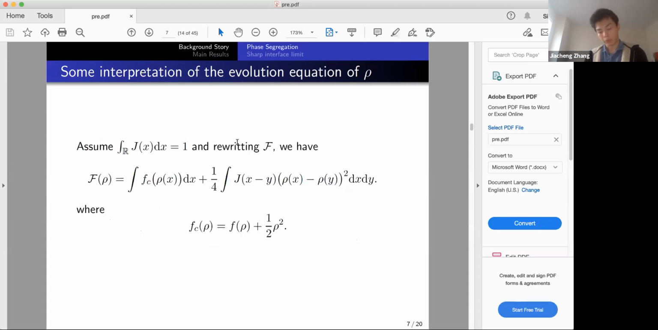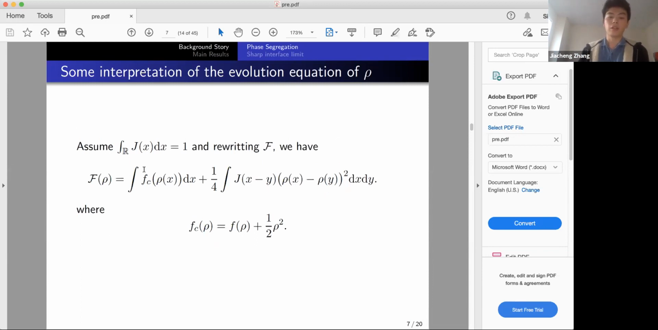If we assume, as Misha said, that the integral of J is 1, then we write this F. I think Misha did this before. Basically, it can be written as some function fc of rho, plus J times the difference of rho(x) and rho(y).